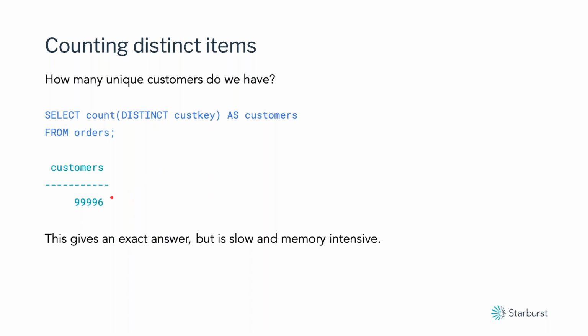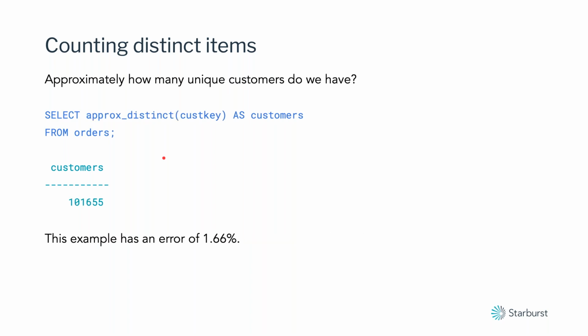Now, this is a very common thing that people want to do, and it will give you the exact answer, but it can take a lot of processing power, and it's memory intensive because Presto has to collect all of the unique items. If you have massive tables with billions of unique items, that can be quite a bit of memory. So there's another way to do it.